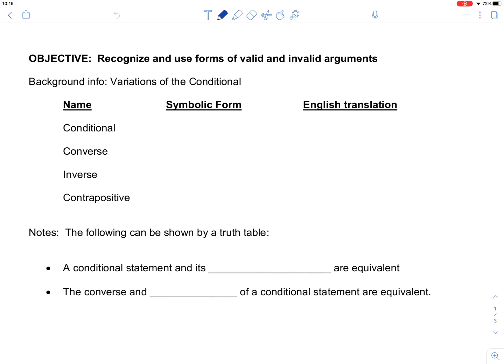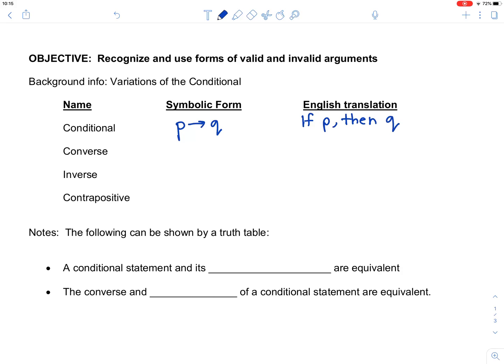In this video, we will discuss how to recognize and use forms of valid and invalid arguments. Some background information to know are some variations of the conditional. We have discussed the conditional before. That is an if-then statement. The conditional in symbolic form is P with an arrow and then Q, which is if P, then Q.